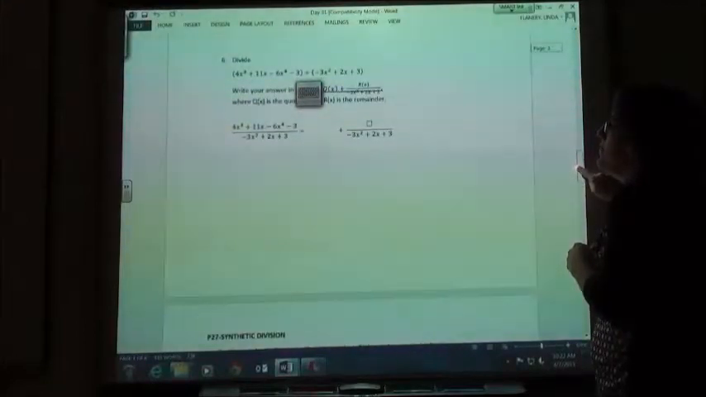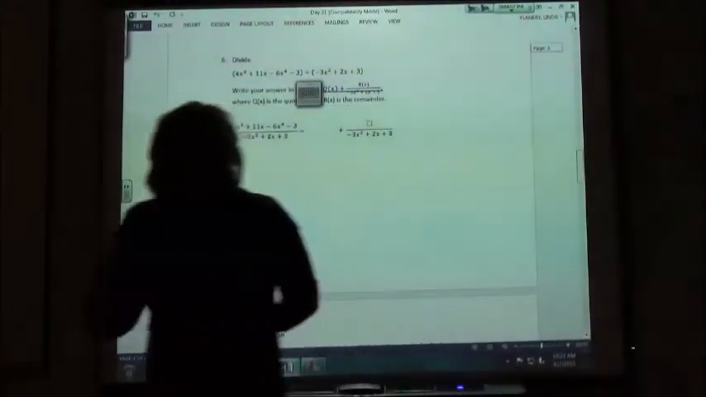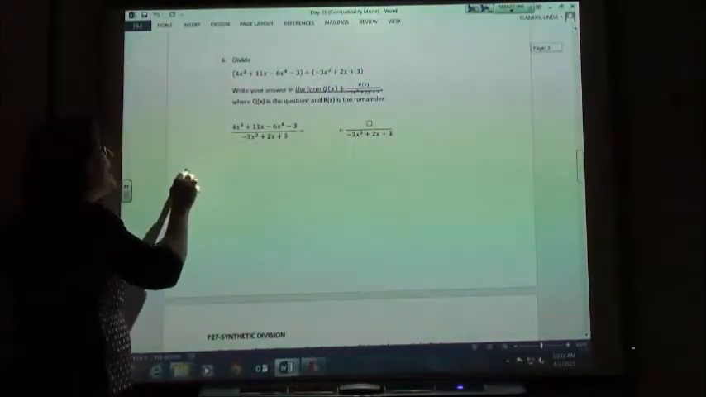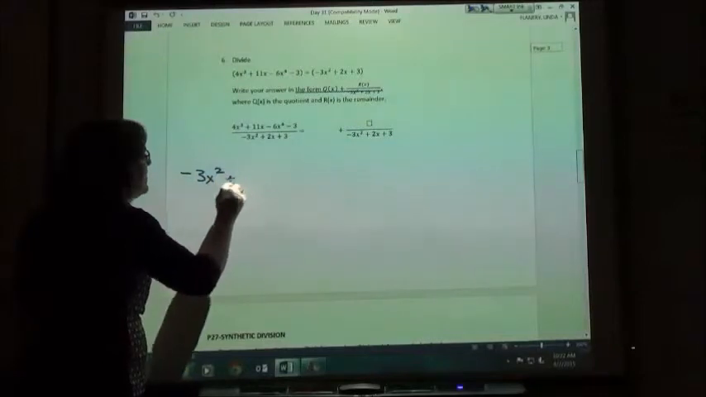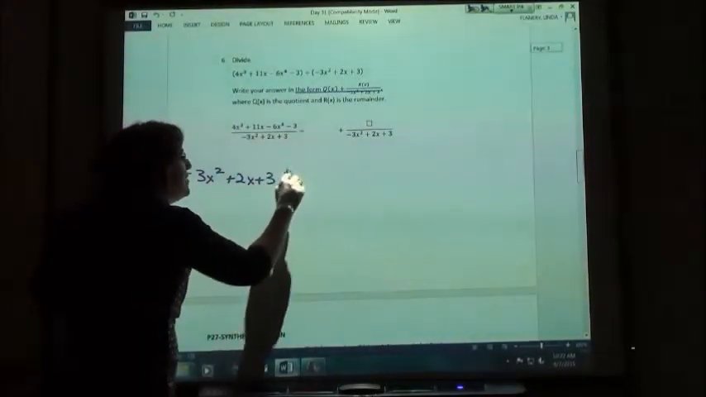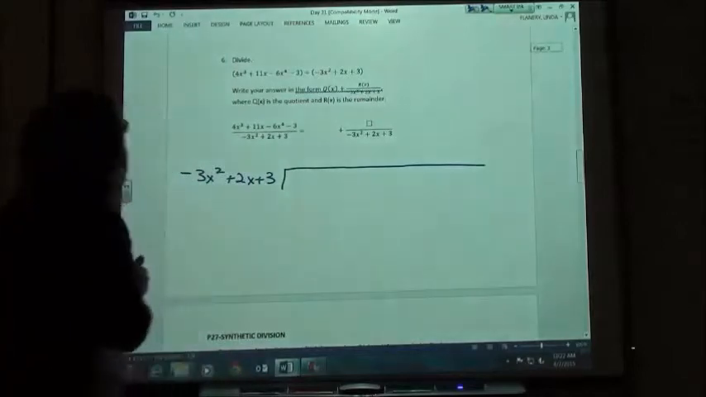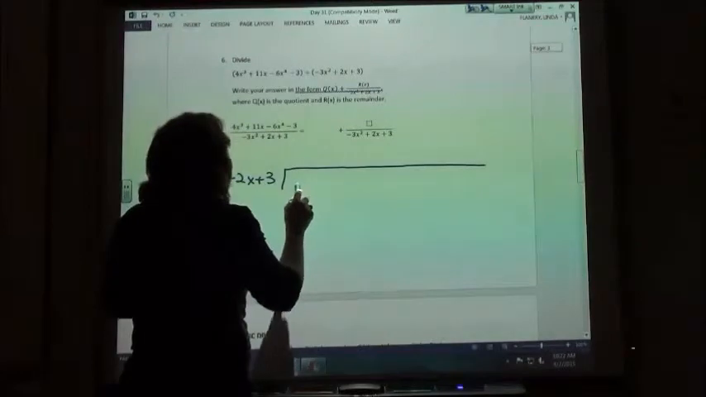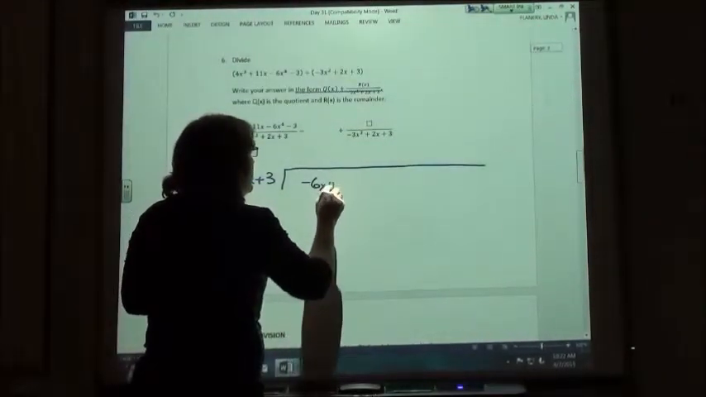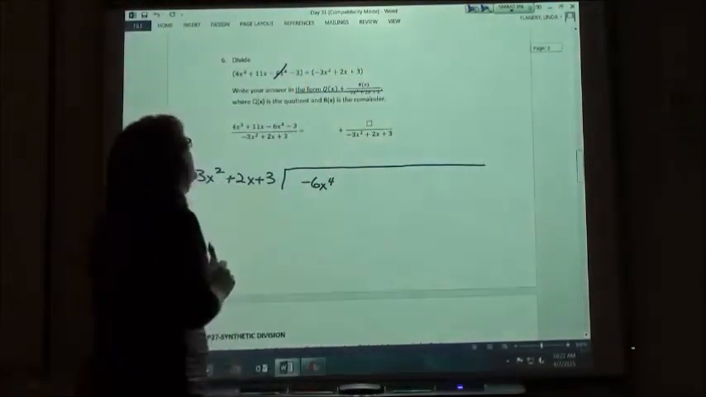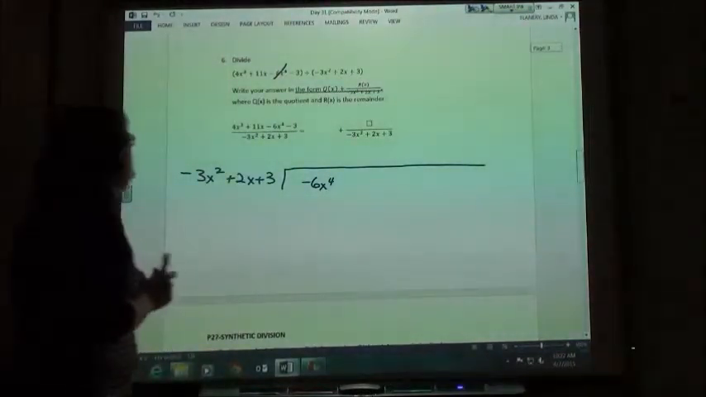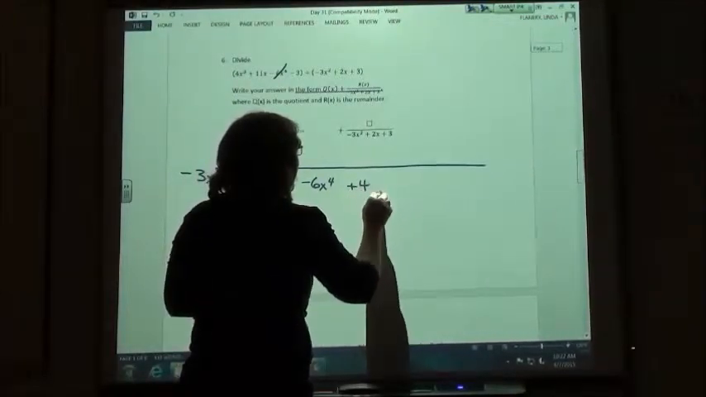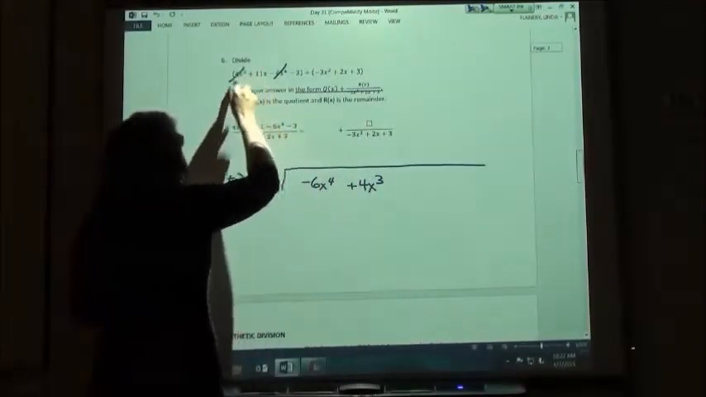So, okay, one more of those. This one's got 3. It actually will be a shorter problem, but that's okay. We're going to get negative 3x squared plus 2x plus 3, which is in the right order. And then when we write our other terms down, we are going to go minus 6x to the fourth, plus 4x to the third, plus 11.